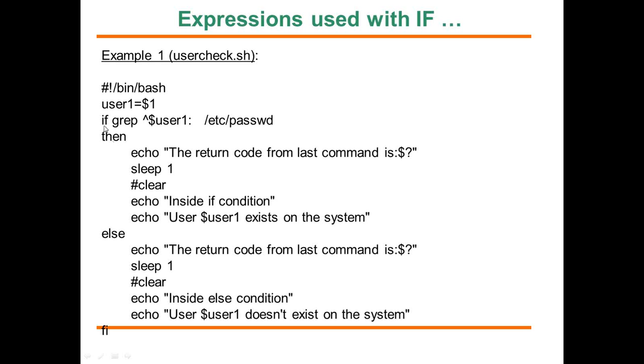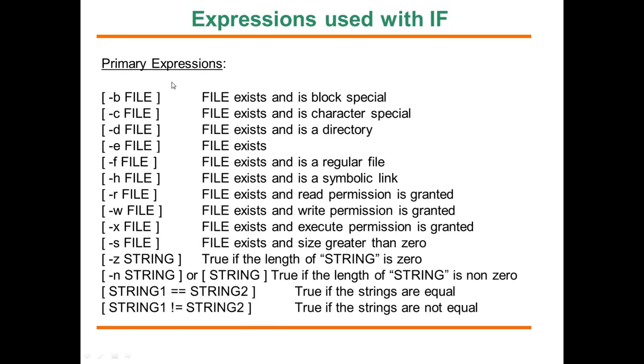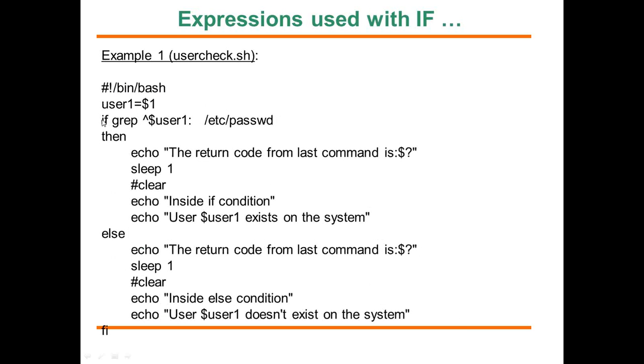What else I can use along with this is various primary expressions. I can open a left bracket and close it. In the middle I say -f and pass a file name, which checks whether this file exists or not, and I can check whether the file exists and I have read permission or not. I can check if I have write permission, and I can use -z with a string name to say whether the string length is 0 or not. I can compare two strings. These are little expressions I can use along with if here.